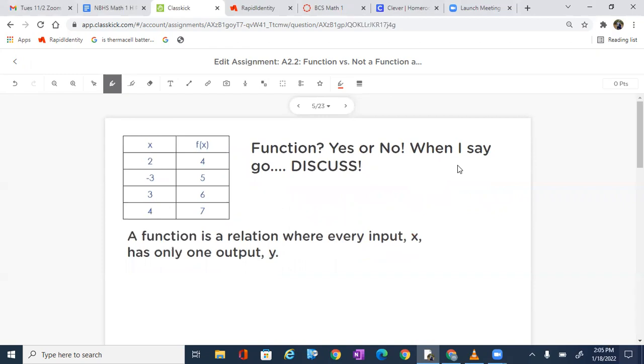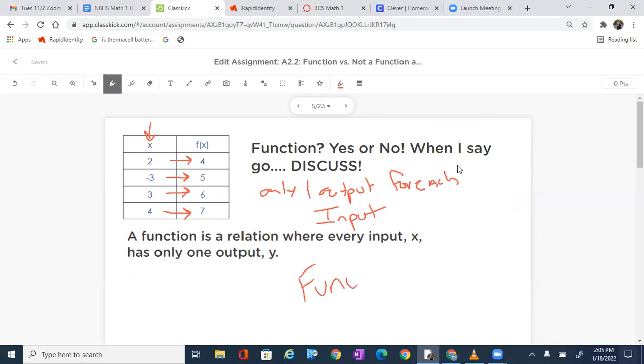The next one says function, yes or no. So we put in 2, we get out 4. We put in -3, we get out 5. We have 3, we get out 6. We have 4 and we get out 7. So each one of these x values has only 1 output for each input. And so that is a function. This is going to be a function.